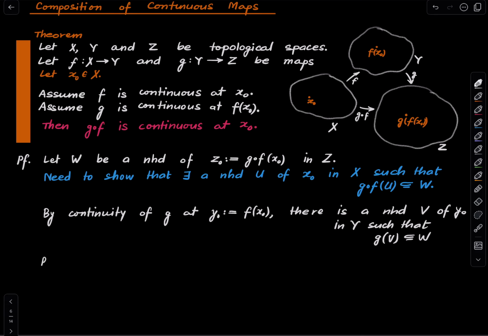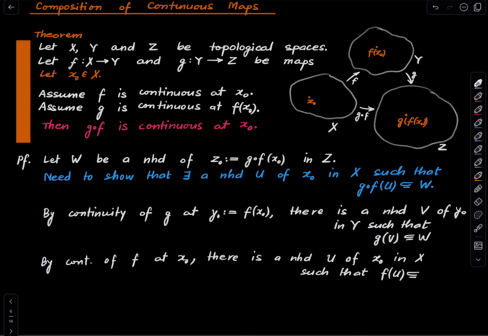And by continuity of f at x0, there is a neighborhood U of x0 in X such that f of U is inside V. But if f of U is inside V, that implies G of f of U is inside G of V. All right.